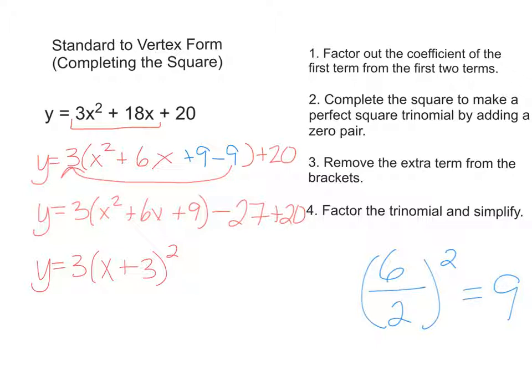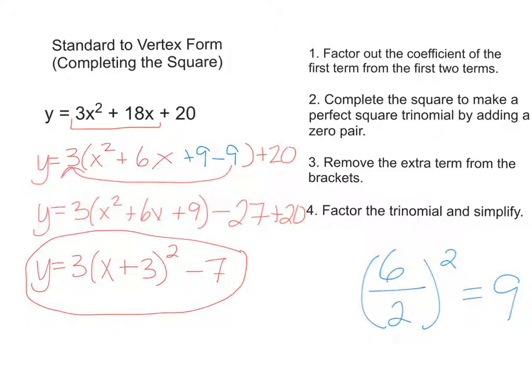And you can always do that if you know it's a perfect square trinomial, which you will in these because you made it a perfect square trinomial. So square root of the first term, sign from the second term, square root of the last term, that's the shortcut, and then square it. And then I just need to simplify. So negative 27 plus 20 is negative 7. And there's the function in vertex form.